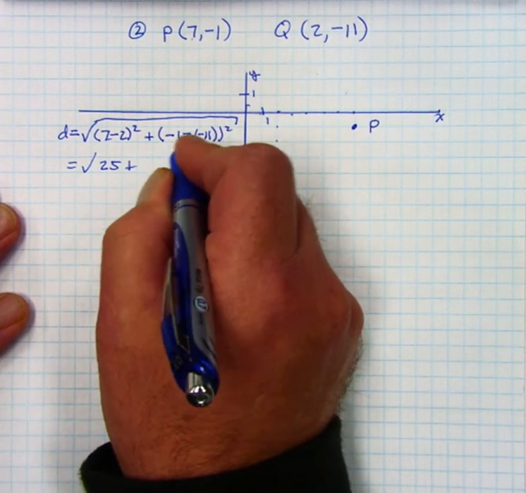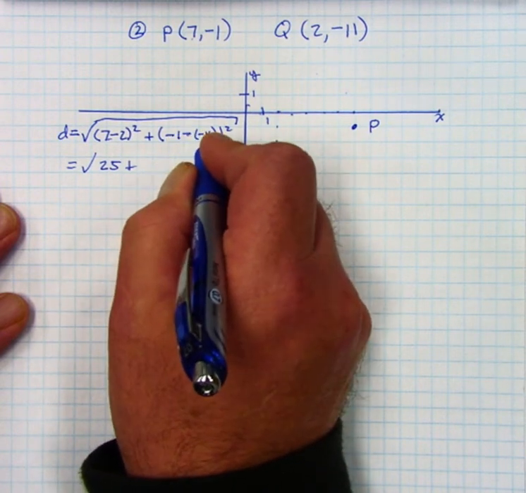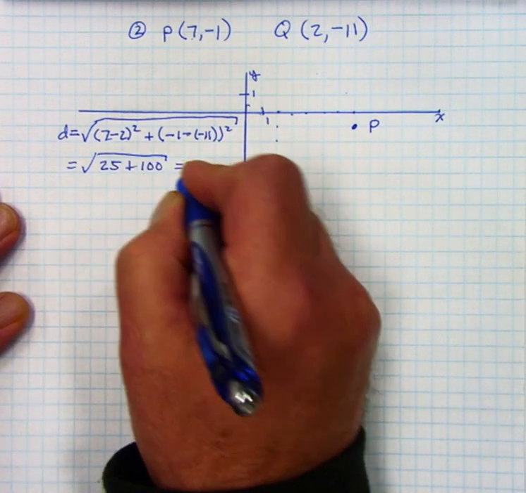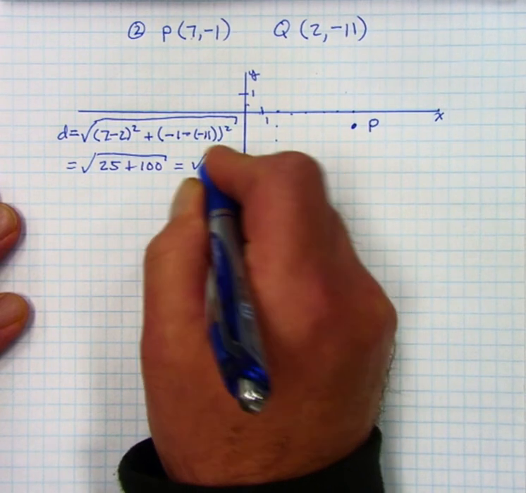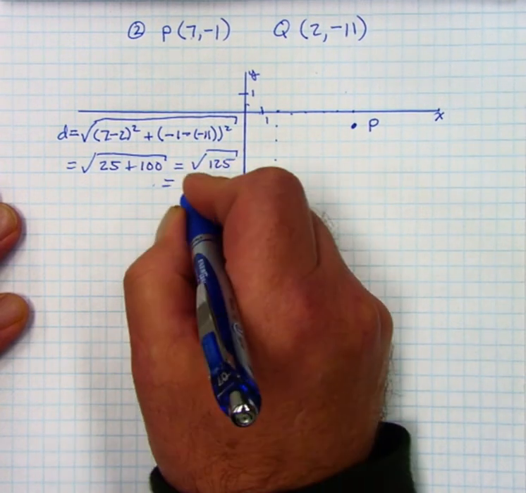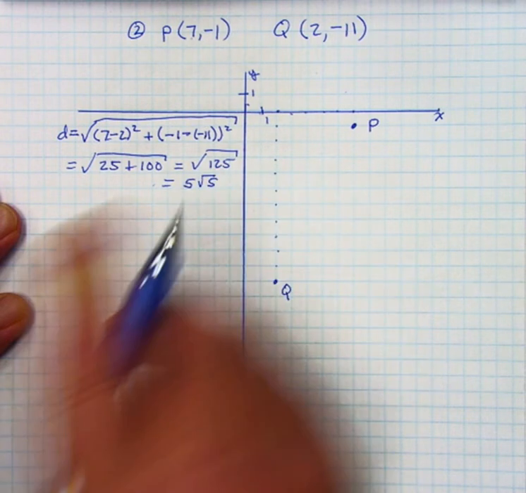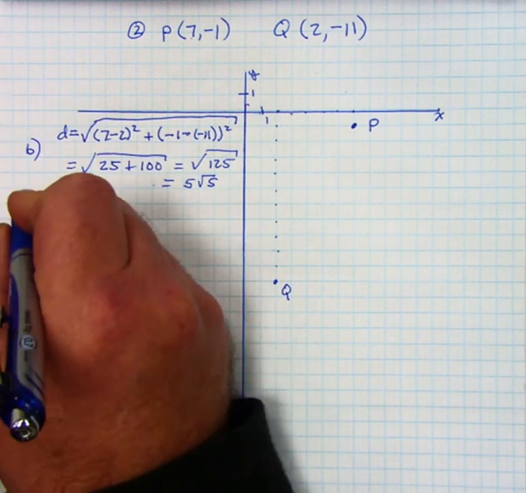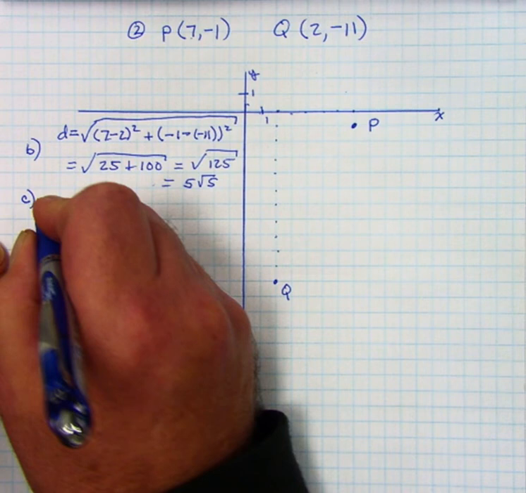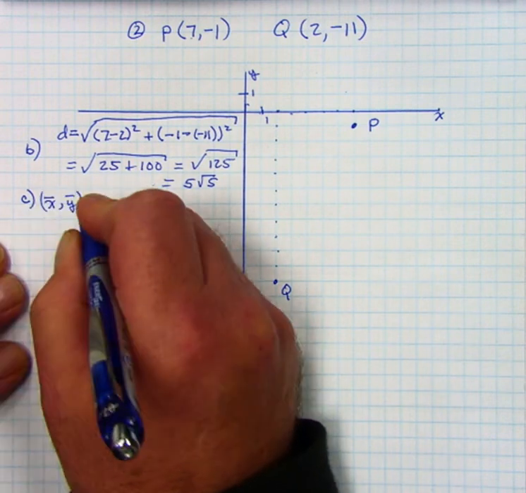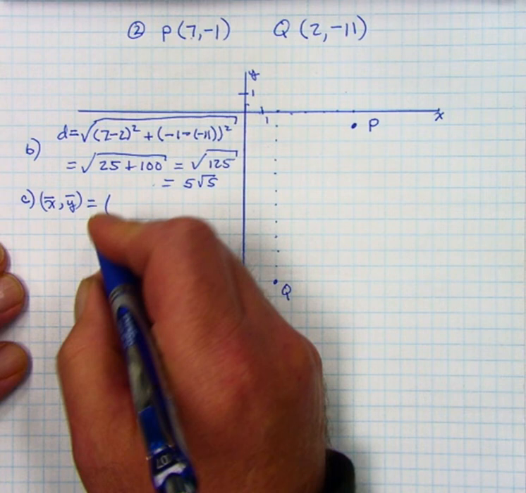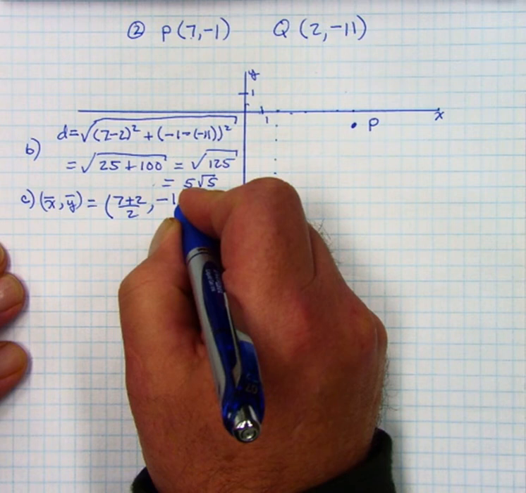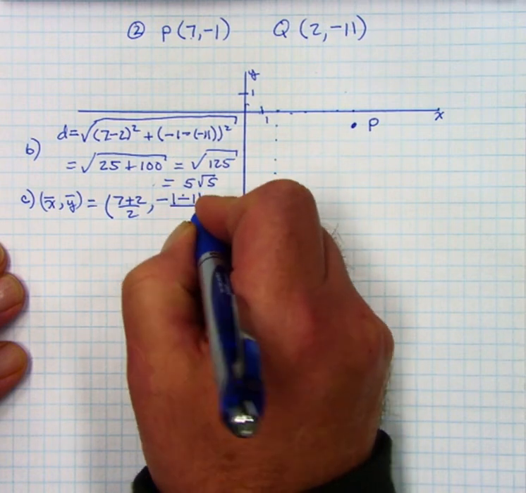A negative times a negative gives you a positive, so this is -1 plus 11, which is 10. 10 squared is 100. So this turns into the square root of 125, or if you want to be polite, that'd be 5 square roots of 5. So there's the distance, and that's the answer to part B. Part C, we're asked for the midpoint. The midpoint is x bar, y bar, and that will be, remember, the average of your x-coordinates, 7 plus 2 over 2, and -1 plus a -11 over 2.